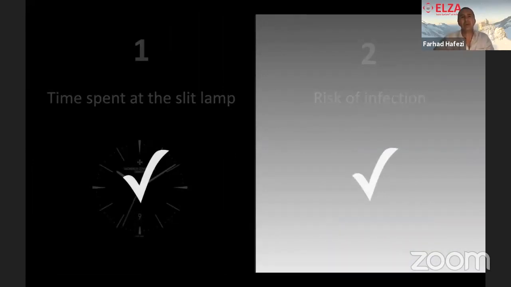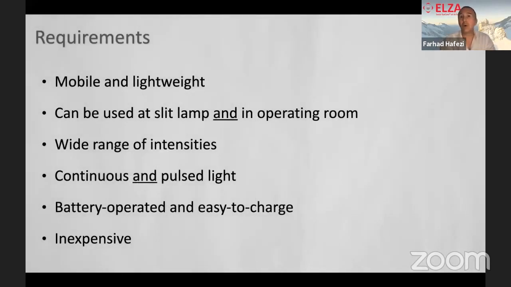When we realized this, we looked at what we want in such a machine, a slit lamp cross-linking machine. We want it to be mobile, lightweight. Ideally, I should be able to take my iPhone or Samsung charger and charge it. If I forget my regular charger, I should be able to charge it with a power bank. I should be able to use it at the slit lamp and in the operating theater in both ways, sitting or lying position. It should cover all the intensities. It should give me continuous light, pulsed light. It should be prepared to do iontophoresis-assisted epi-on pulsed cross-linking or Dresden protocol, and it should be inexpensive.